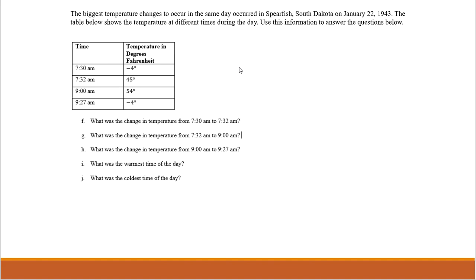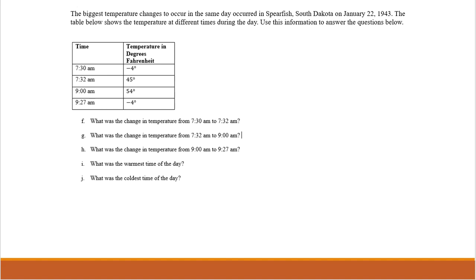Okay. The biggest temperature changes to occur in the same day occurred in Spearfish, South Dakota on January 22nd, 1943. The table shows the temperature at different times during the day. So at 7:30, the temperature was at -4 degrees. At 7:32, 45 degrees. At 9 a.m., 54 degrees. And 9:27, -4. So what is the change in temperature from 7:30 to 7:32?